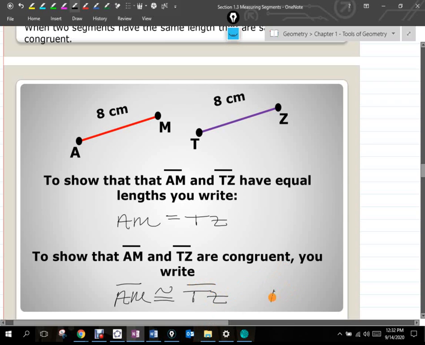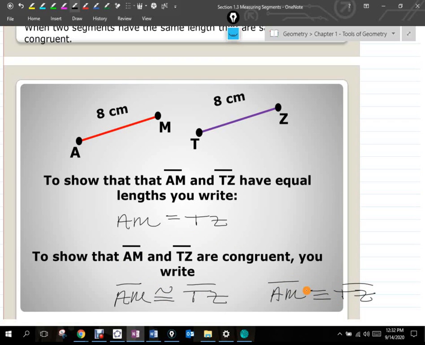Okay. Sometimes, especially if you get into higher level mathematics, writing that tilde, for some reason, mathematicians have said that's too hard to do. Even with some typesets on computers, it's hard to find, it's hard to use. So sometimes they just use an equal sign with an extra line above it. But those all mean AM is congruent to TZ, meaning the segment can be cut and pasted on top of the other one.